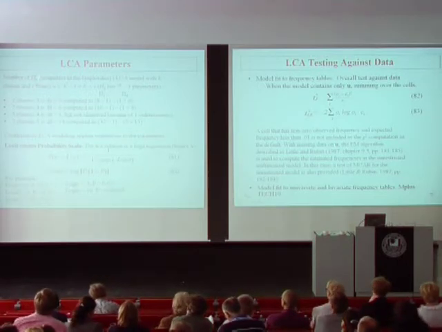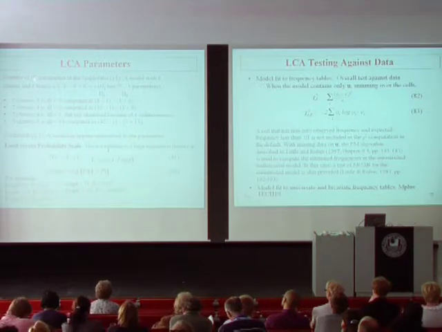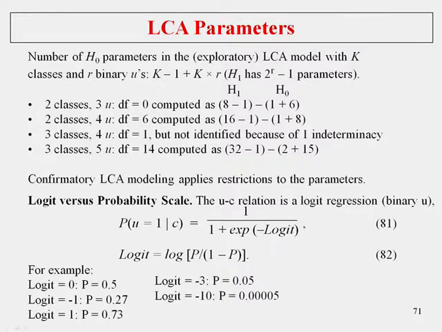So H0 is the hypothesis of our zero model, that is the model that we're interested in, the LCA model, is the H0 model. With K classes and R binary U's, how many parameters does it have? Well, K minus 1 structural parameters, because there are K classes, but the probabilities sum to 1, so we subtract 1. And for each class, we have R item probabilities, so we will have K times R.